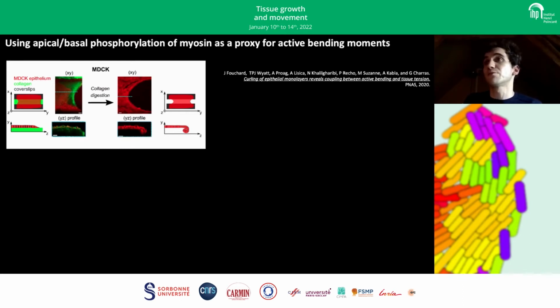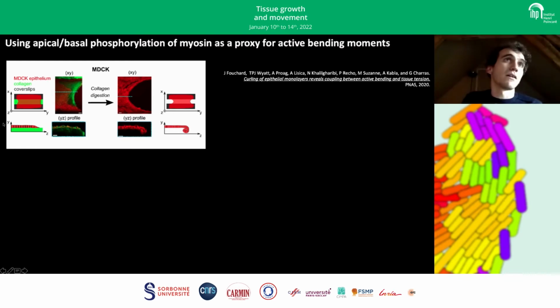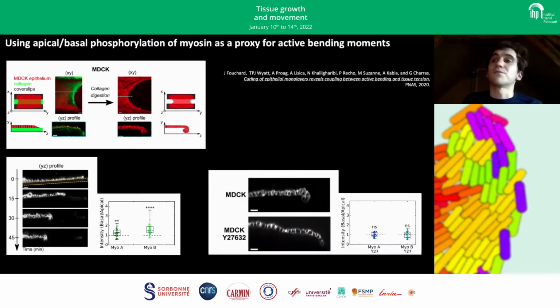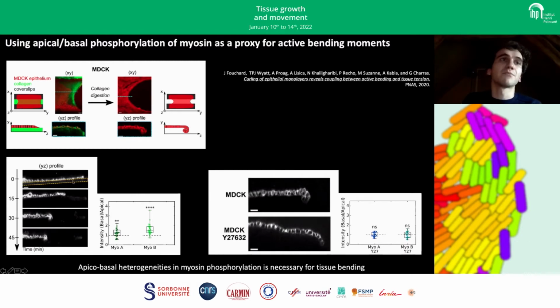So I'm just citing this work from the lab of Guillaume Charras. They have an apparatus like this. In red, it is a layer of MDCK cells, which sits on top of a collagen layer. And when the cells digest the collagen, as you can see, the tissue will bend. They showed that for this bending to occur, this curling is driven by apico-basal heterogeneities in myosin phosphorylation.